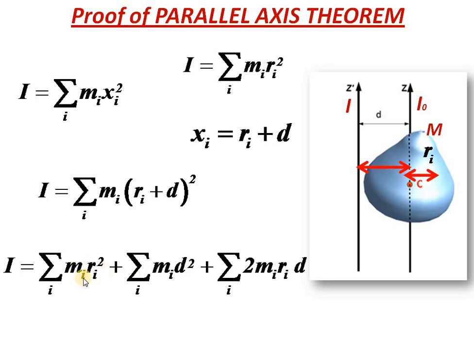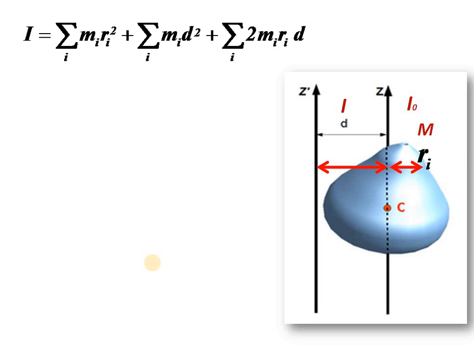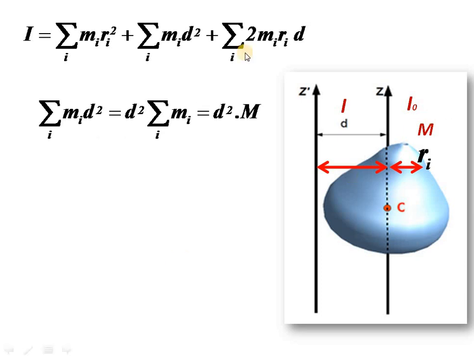Now let us investigate term by term. Each and every term we can investigate separately. First let us take the mi d square term. d square can be taken outside and you have the summation of mi. The summation of mi is nothing but adding the mass of each and every particle. When you add the mass of each and every particle, you get the total mass of the body, given as capital M. So the term mi d square now turns out to be d square into M.